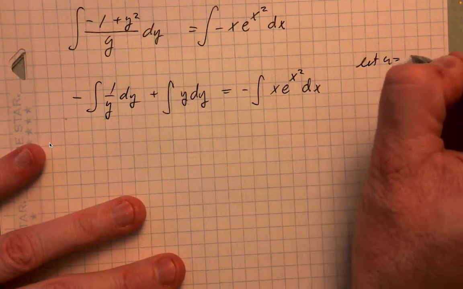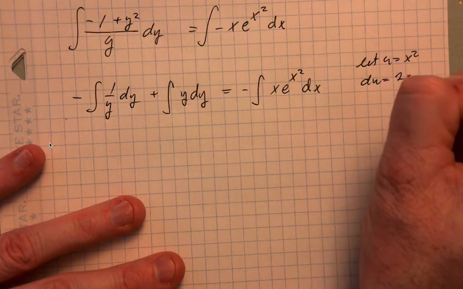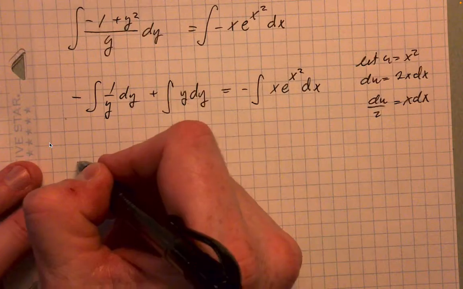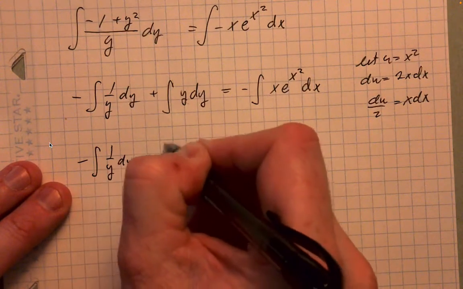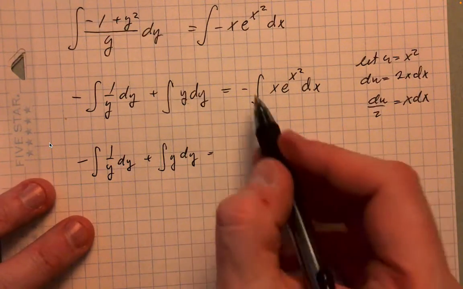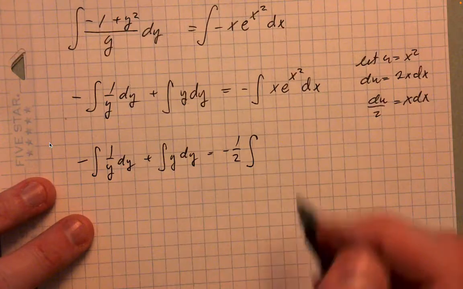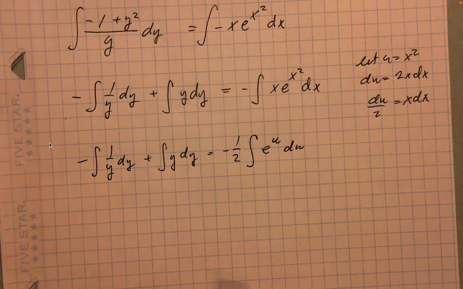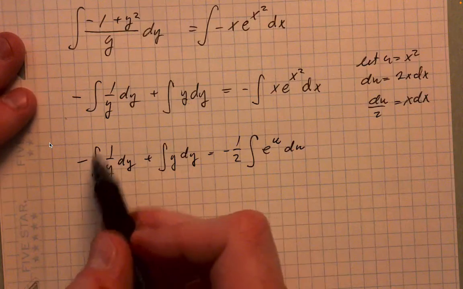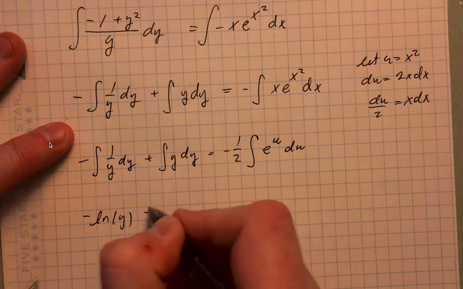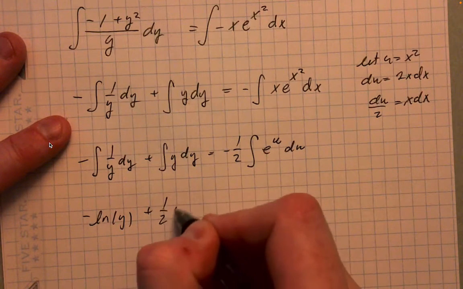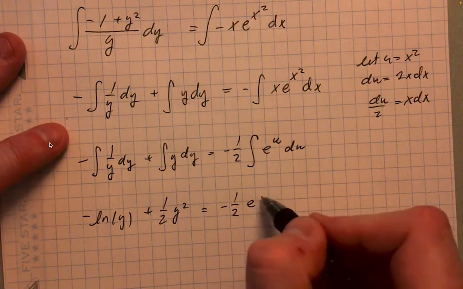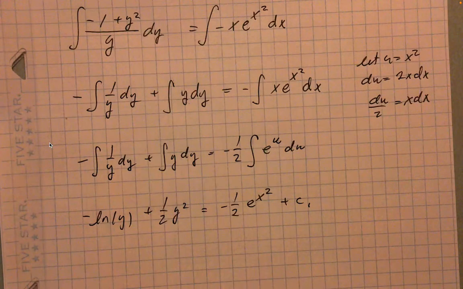So let's let u equal x squared. Then du is equal to 2x dx. So that means du over 2 is x dx. And so we can handle that. Let's rewrite here one more time. We're going to have negative 1/2 times the integral of e to the u du. Now everything is straightforward beyond this. So this would be negative natural log of y plus y squared over 2. And then over here this is negative 1/2 e to the u, and u is x squared. And then let's throw the constant on there.